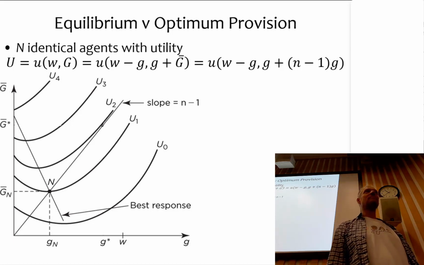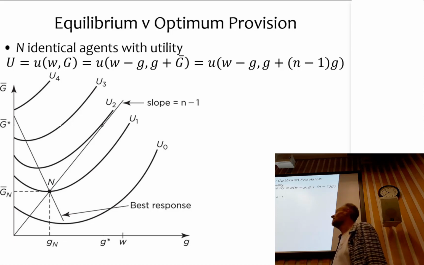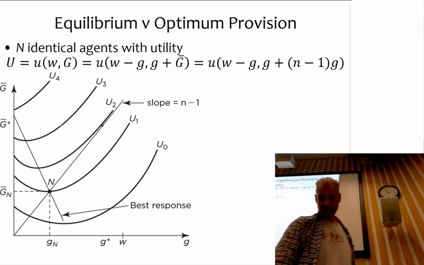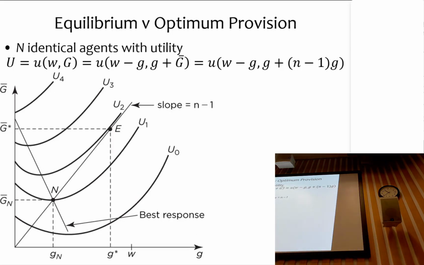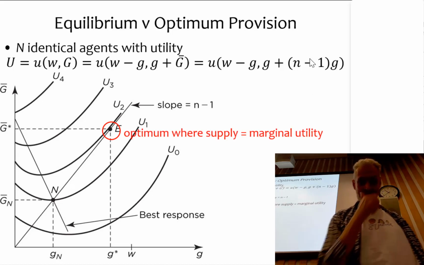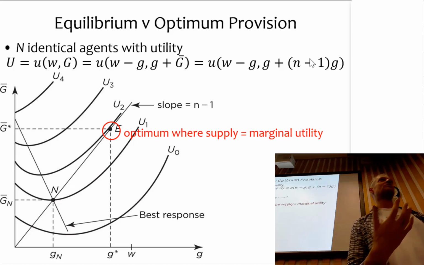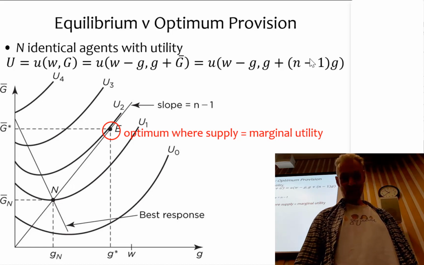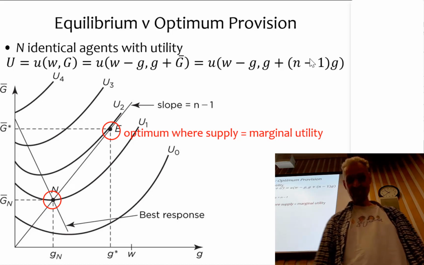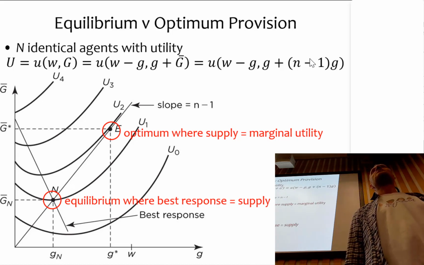Optimal is where your supply equals your marginal utility. And that is, in the next graph, this point here, where the slope of this curve is equal to the slope of our indifference curve, our utility function, right? So that is the social optimum. The marginal cost of supplying the public good equals the marginal utility of the public good. And this is the individually rational provision of the public good, right?